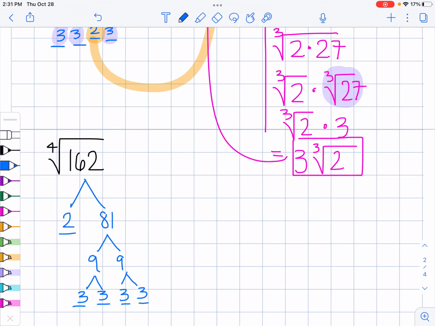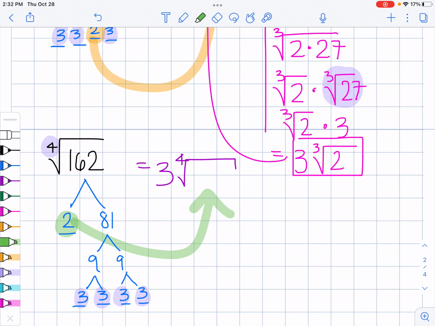Okay, now I look here. What number do I have here in my index? It's a 4. That means I have to have 4 of the same number in order to take it out of my radical. So here I have 1, 2, 3, 4 3s. So I can take a 3 outside of my radical, and then anything that doesn't have 4 3s goes back inside. So this is 3 times the 4th root of 2. This is my final answer.